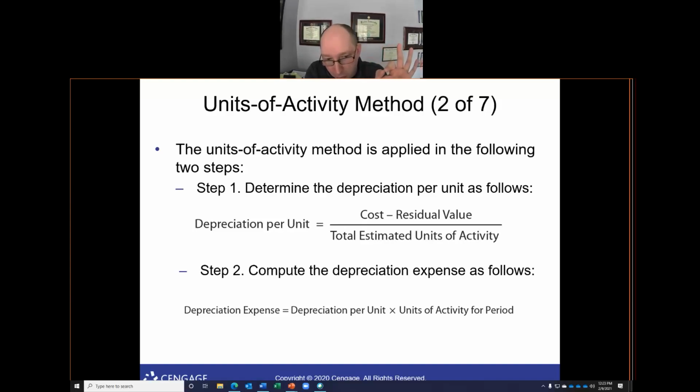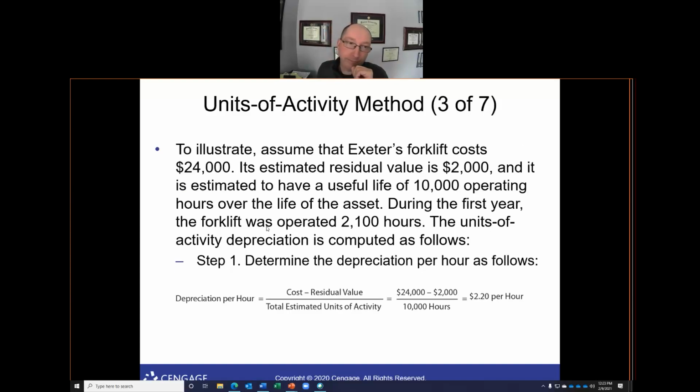Step two is we compute the depreciation expense by taking the depreciation per unit, which you got from step one. We multiply that by the units of activity for the period. Let's look at our example, okay?